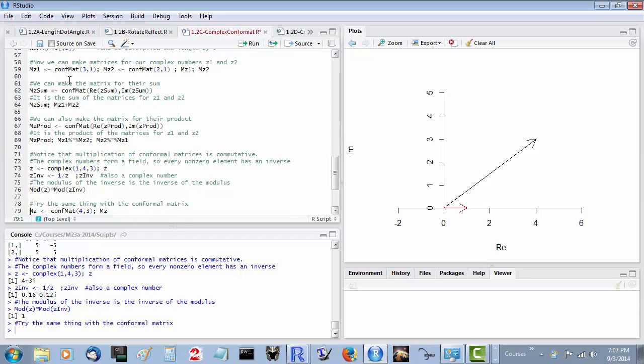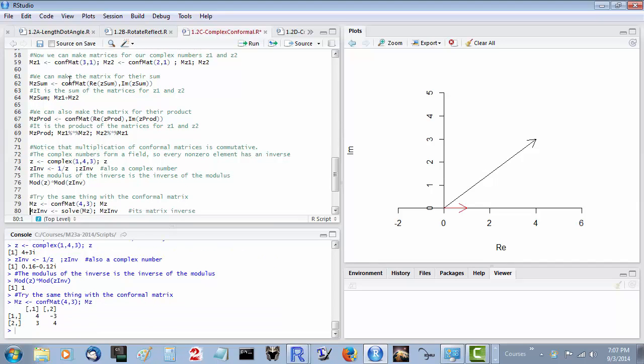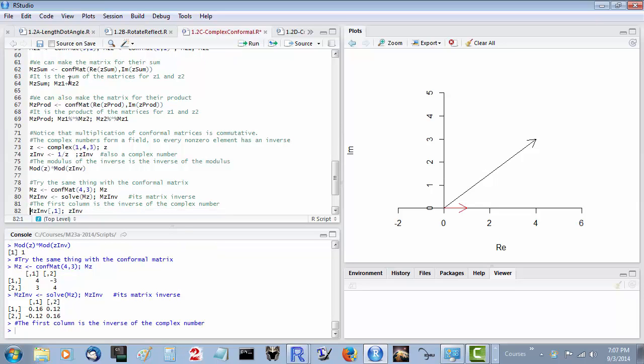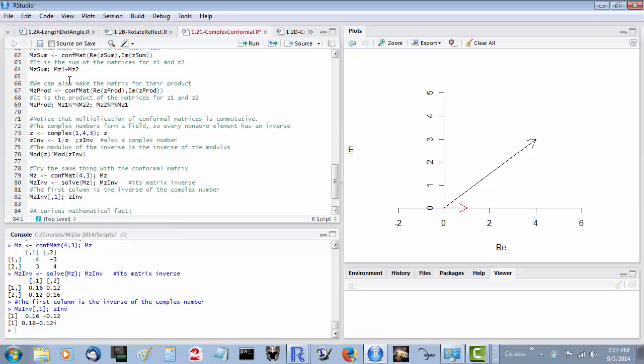Now let's try the same thing with matrices. We convert the complex number z into a conformal matrix. Same matrix. And we use the solve function to find its inverse. Same inverse. The first column, in fact, of this inverse matrix is the inverse of the complex number. So there you have it. Complex numbers behave exactly like these conformal 2x2 matrices.